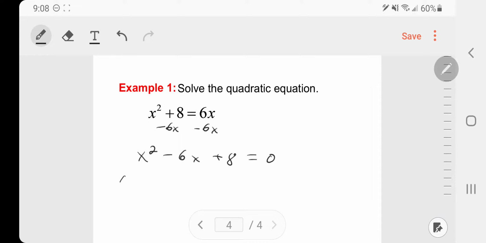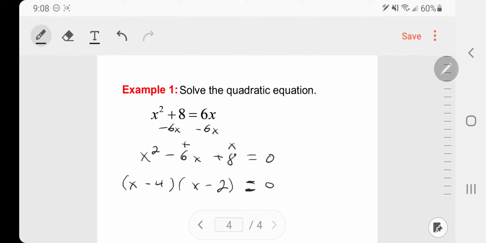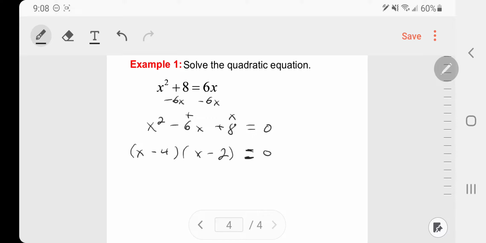We're looking for our two binomials that are going to multiply to be 8 and add to be negative 6. All right, so we got negative 4 and negative 2. So again, those are two numbers that multiply to be 8 and add to be negative 6.